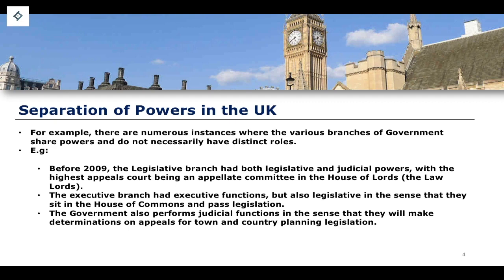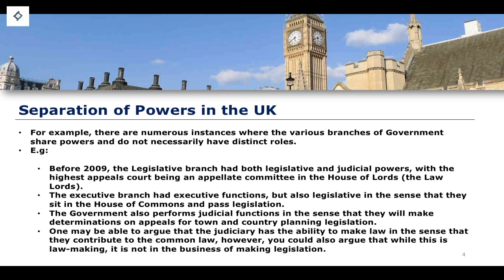Again, another example of the fact that the various branches of government do not necessarily have separate powers, but actually share and have a fusion of powers. One may also be able to argue that the judiciary has the ability to make law, in the sense that they can contribute to the common law. However, you could also argue that while this is lawmaking, this isn't the business of making legislation. So those who make the law is different to those who create and contribute to the common law through precedent. So this is a relatively weak argument that you can make, but you can still present that as a system that exists.